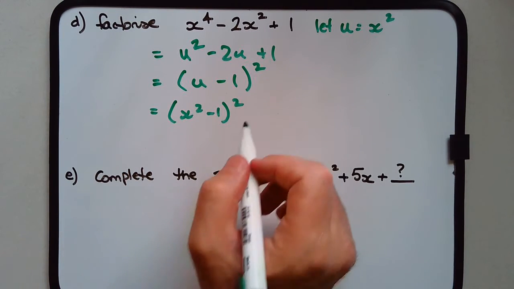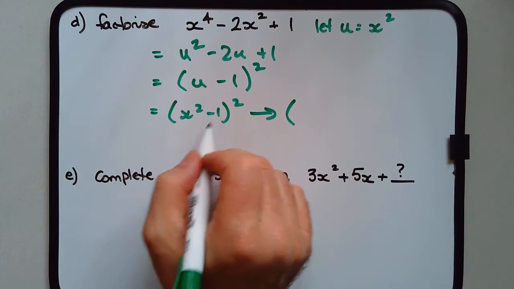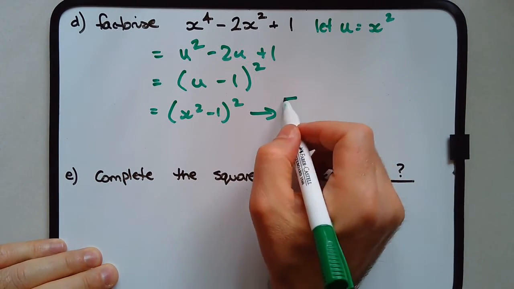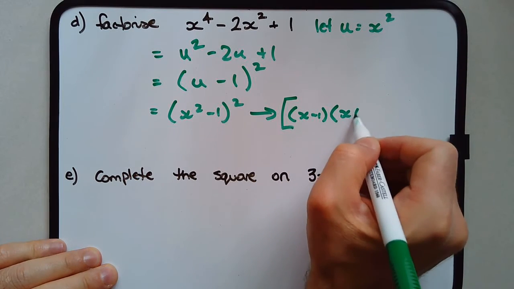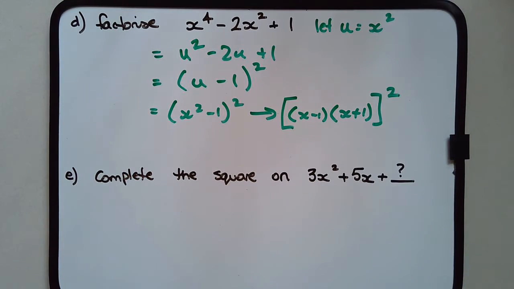Okay, and that really is just, well, that's a difference of 2 squares, isn't it? In fact, I might just use a square bracket here. That's just x minus 1, x plus 1, all squared, isn't it? Okay.